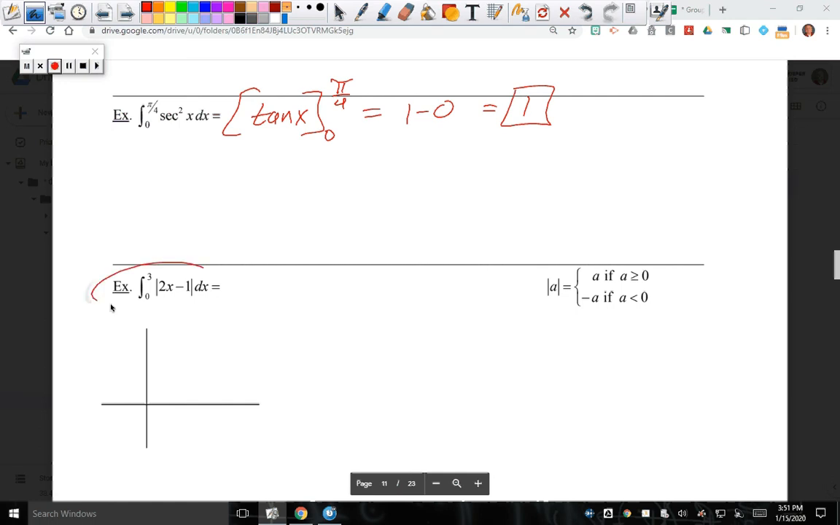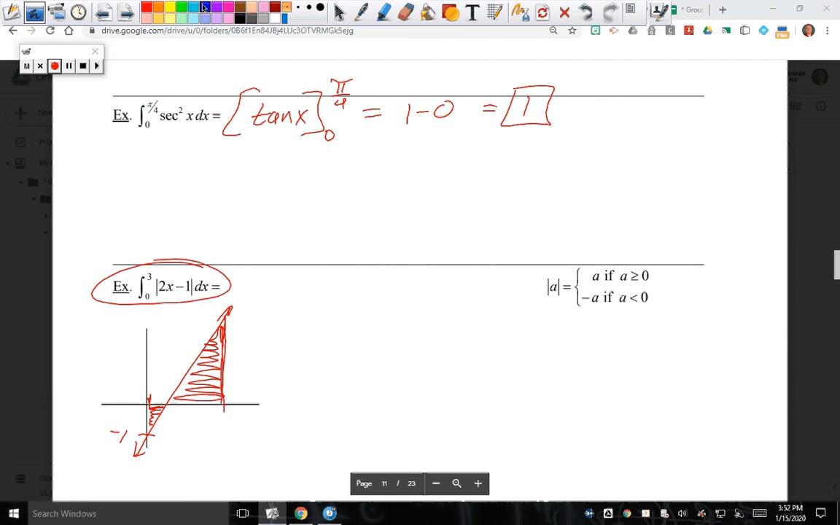Let's do this one. This one's big. 2x minus 1 looks like this: negative 1 with the slope of 2. You with me? And we're going to integrate from 0 to 3. So we want to know this area and this area. Why are there absolute value bars? You tell me. What is this absolute value talking about? Is that the function? That's part of the function given. Yep, it's part of the function.